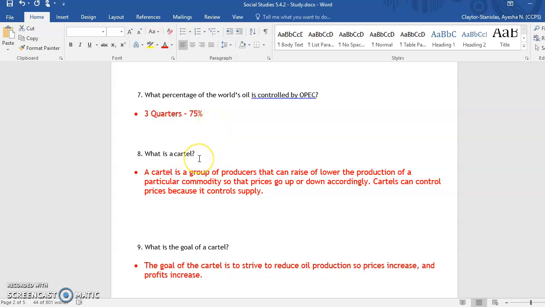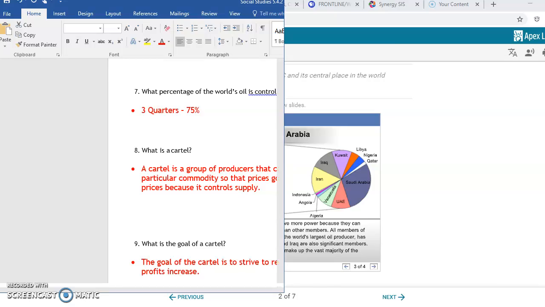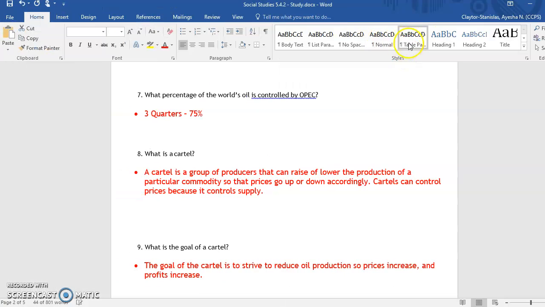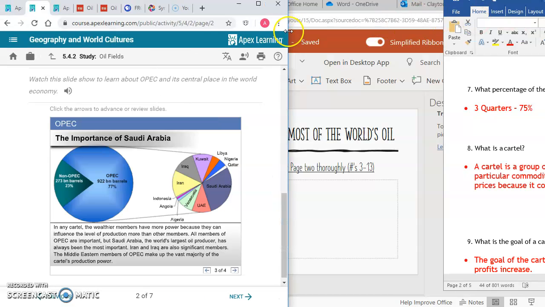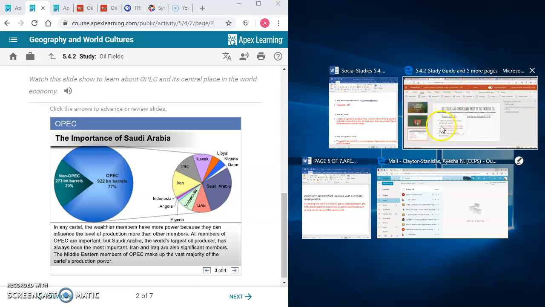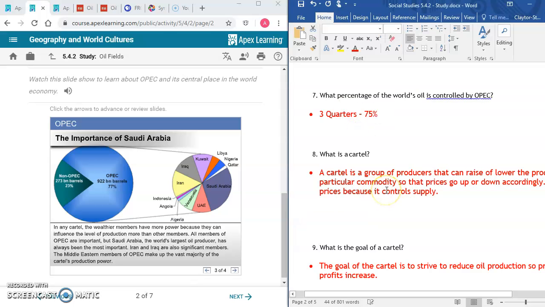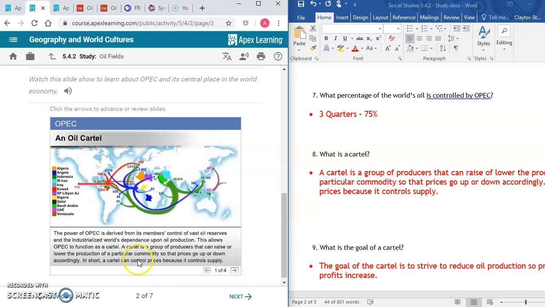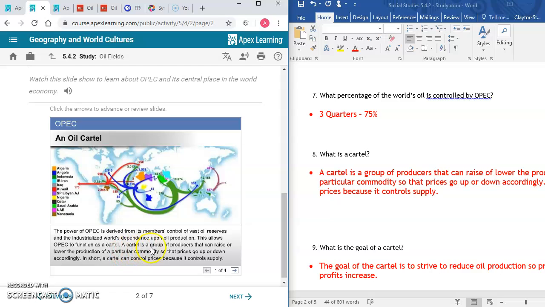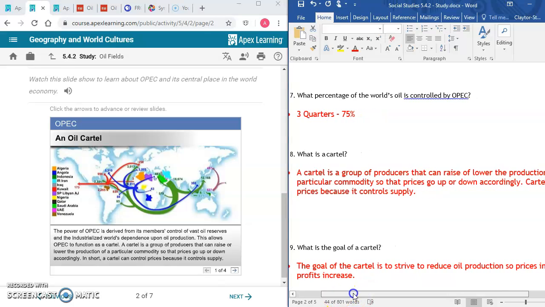What is a cartel? I almost stopped during the reading because it was said over when we were talking about it. Let's see if we can just split it real quick. Push this one over and have our study guide open. Okay. Our cartel, let's go back just in case you forgot. It speaks of a cartel right here. It says a cartel is a group of producers that can raise or lower the production of a particular commodity. What's that commodity? The commodity this time is something of value that helps the countries make money, make revenue.